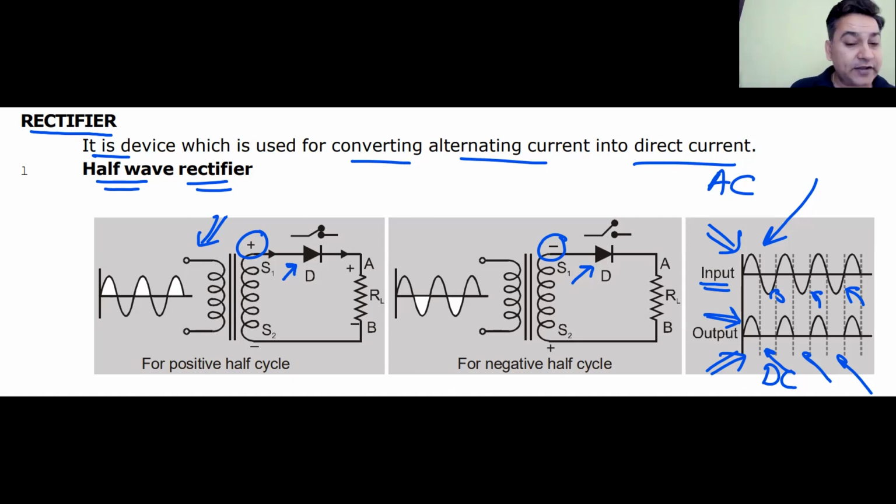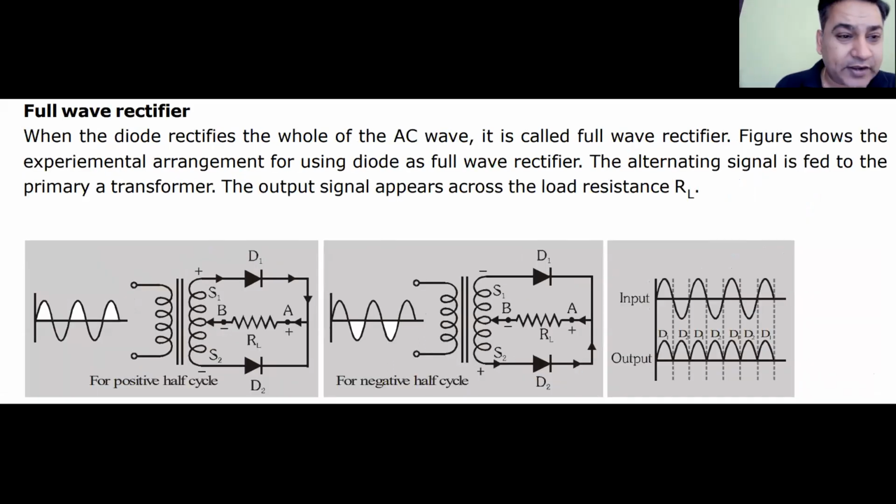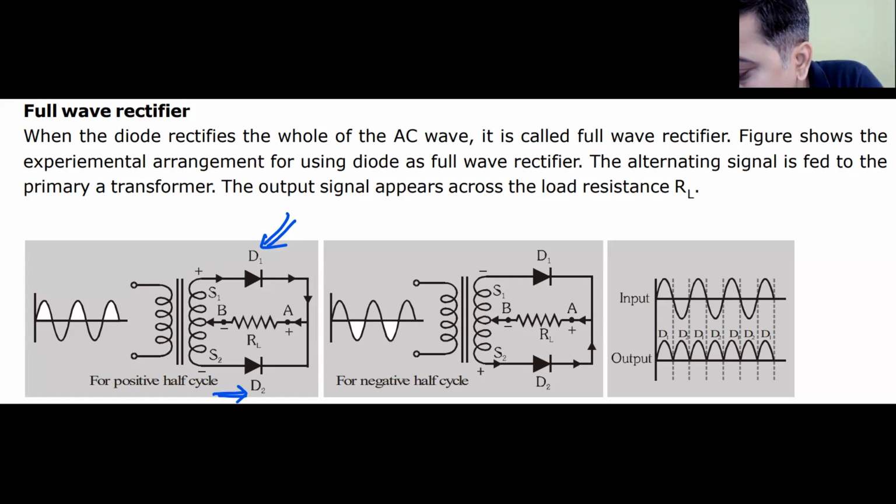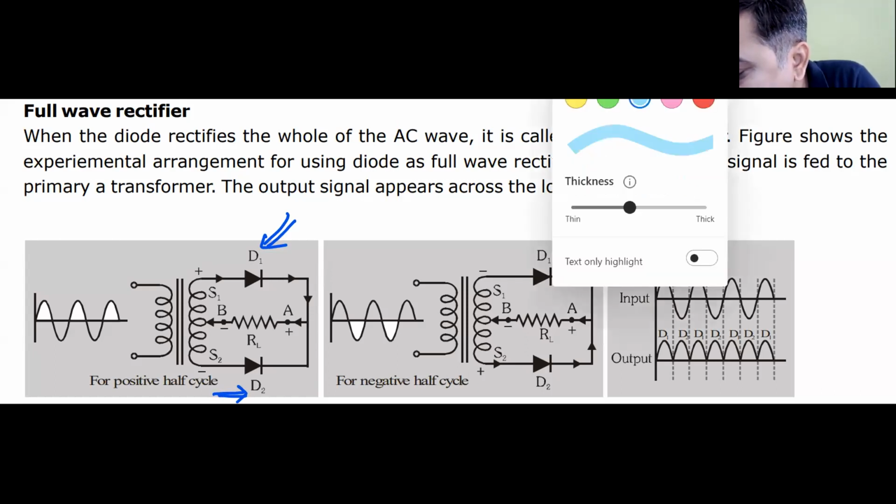Can we move on to the full wave rectifier, dear friends? Yes, sir. This is how a full wave rectifier looks like. We have got two diodes, diode D1 and diode D2. Do you see two diodes here, D1 and D2?